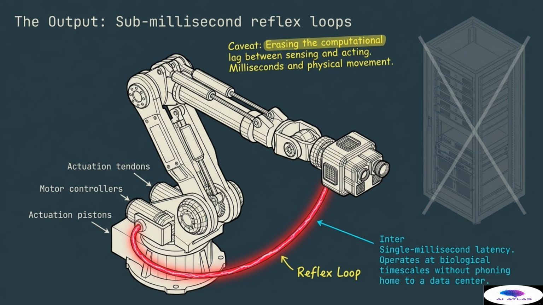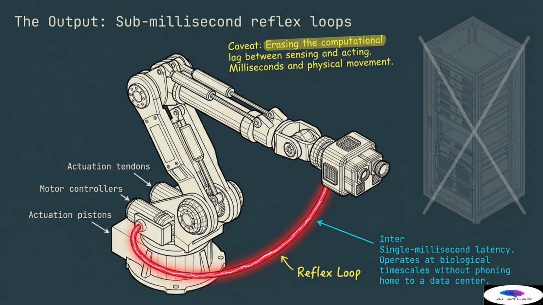The ultimate output of this technology is the creation of sub-millisecond reflex loops. In traditional robotics, there is a significant computational lag between sensing an object and performing a movement. The data usually has to travel to a central processor or even a cloud server before a command is sent back. Physical AI erases this lag. By operating at biological timescales, we can create systems that react instantly without phoning home to a data center.